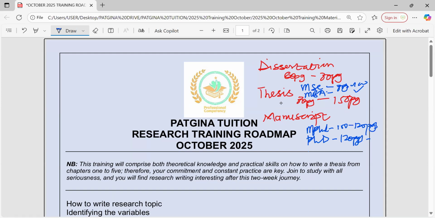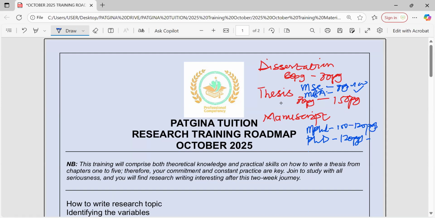When we say manuscript, it is an extraction from the thesis. Some portion you are taking out of your thesis for publication. So we submit the manuscript to journal for publication, and it can even be less than 15 pages, 12 pages. At times, manuscript can be 8 pages. So that is manuscript. Let's take note of that.